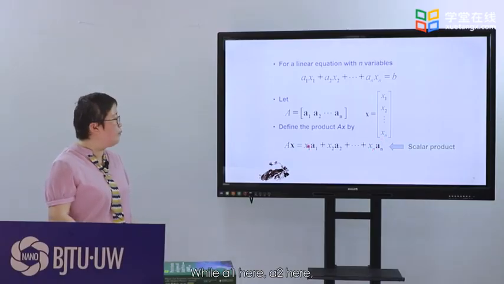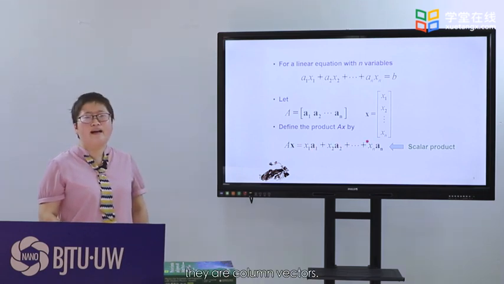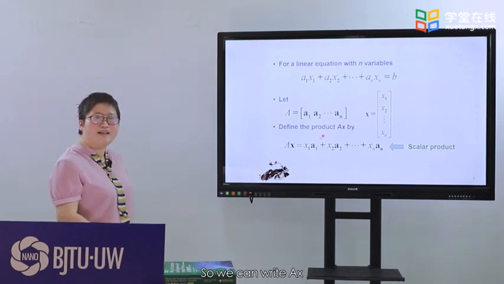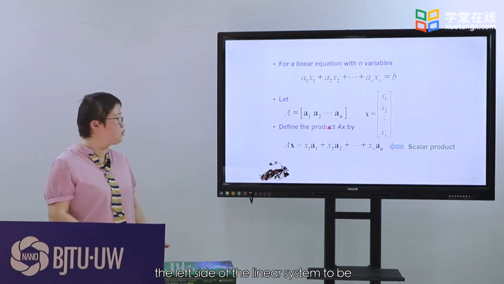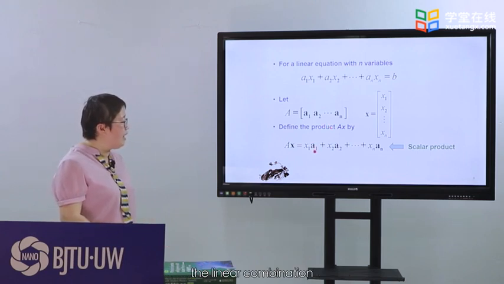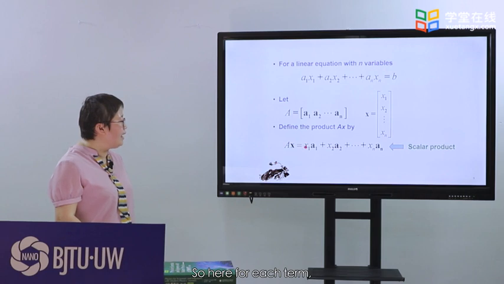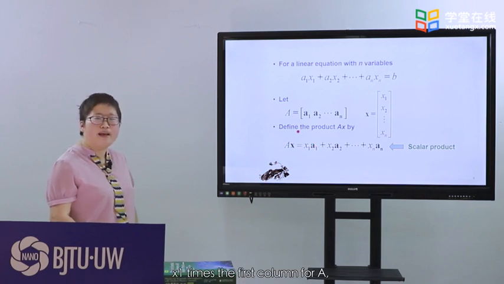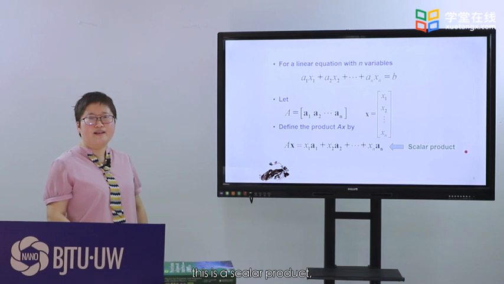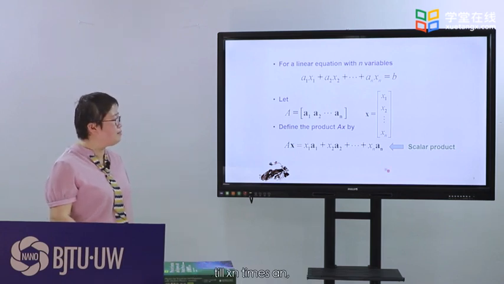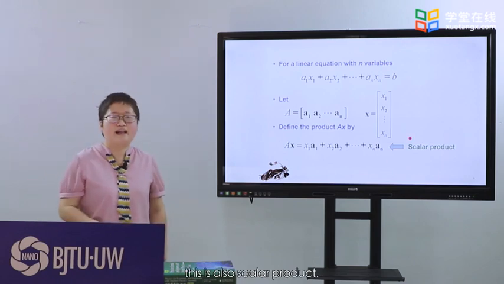They are scalars, where a1, a2, ..., an are column vectors. So we can write A times X, the left side of the linear system, as a linear combination of a1, a2, ..., an. Here, for each term, x1 times the first column of A is a scalar product, and also x2 times a2, ..., xn times an, this is also a scalar product.